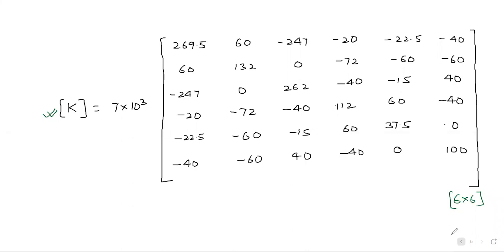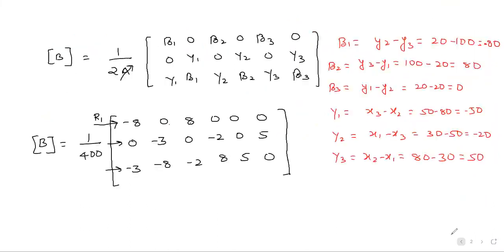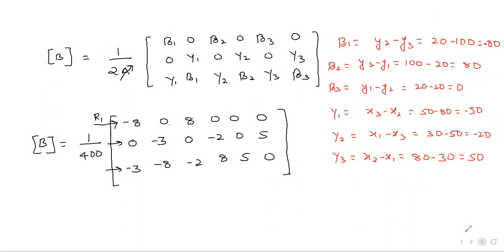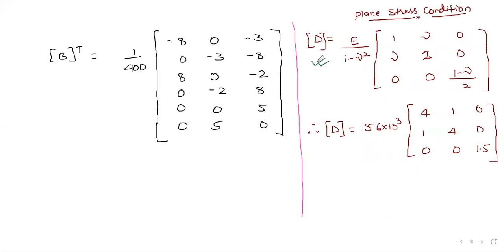So this is all about the problems related to CST. Especially we have discussed the plane stress element. Same process we have to do. Each and every step is going to be the same. Only if they mention that the given element is a plane strain element, then our D matrix is going to change. We will discuss that problem in the next class.